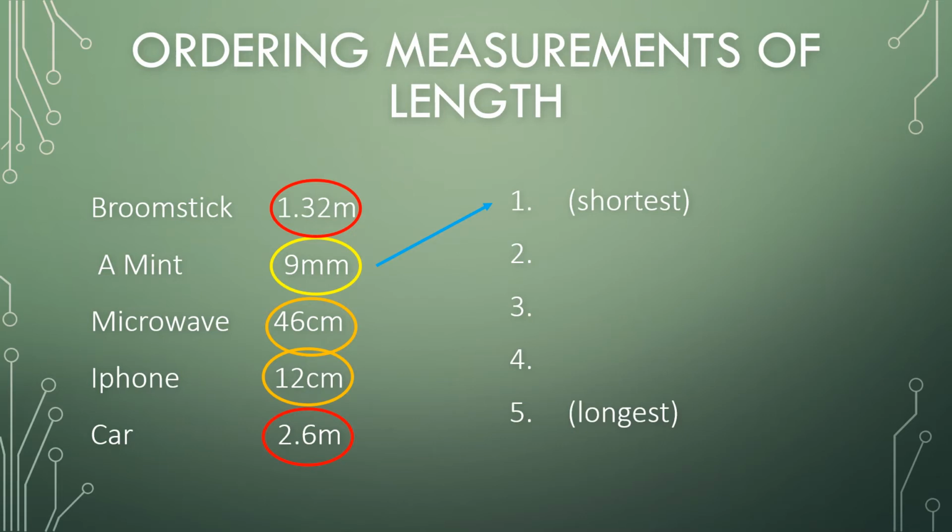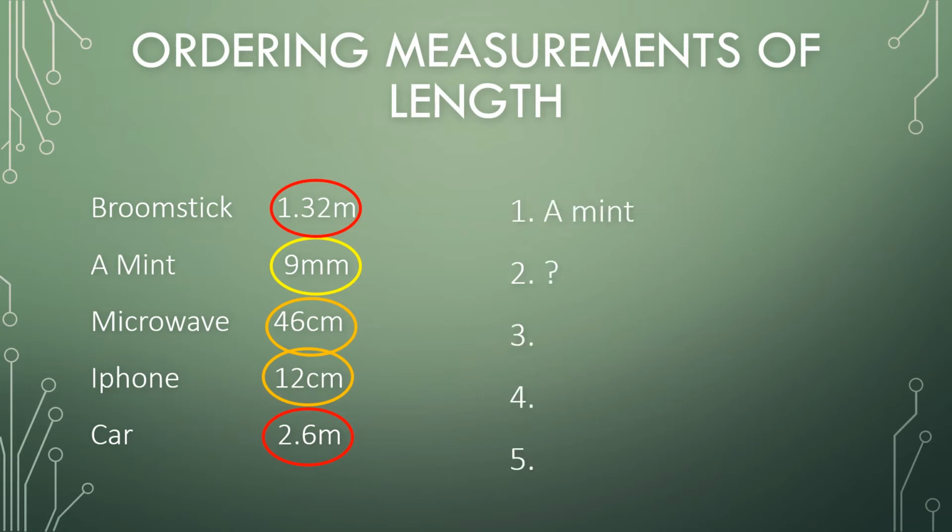So we need to identify the shortest item here. So we've got a mint, which is 9 millimeters. Because we know that millimeters is the smallest measurement of length, we know that a mint is going to be the shortest measurement there. So that's going to jump up into our number 1 position.